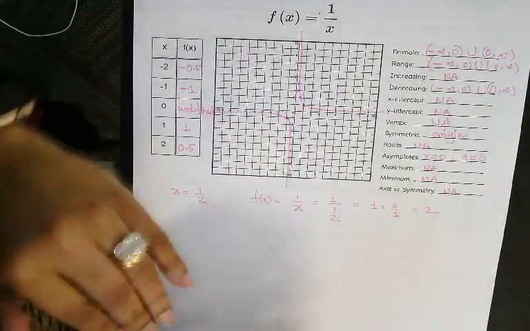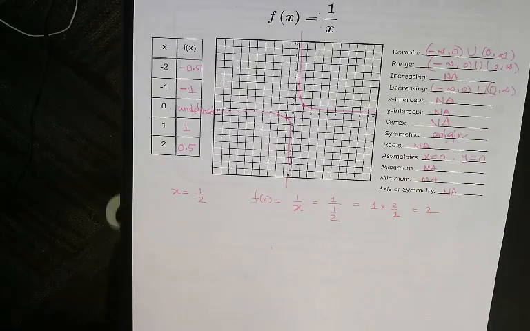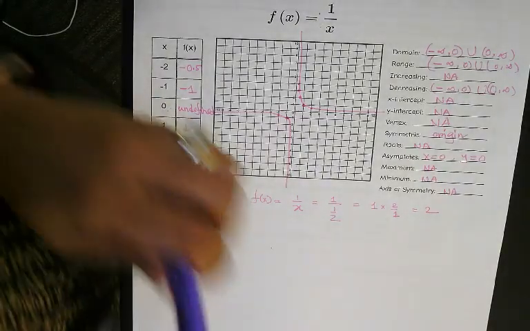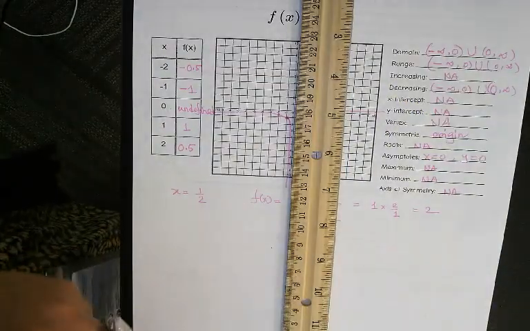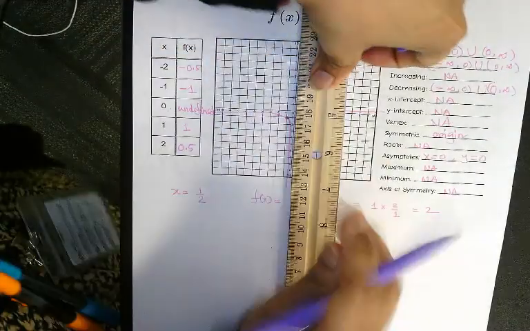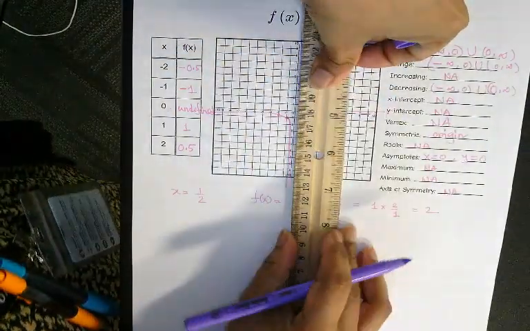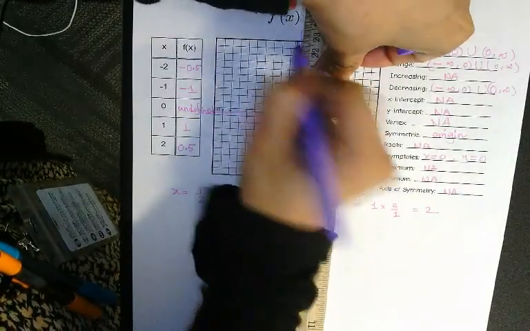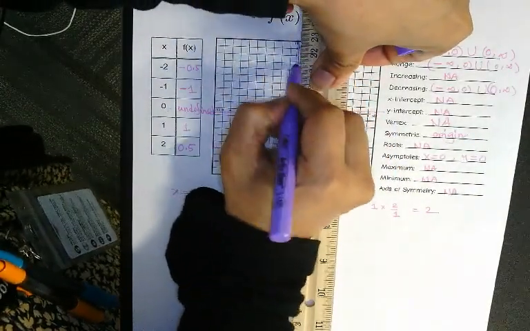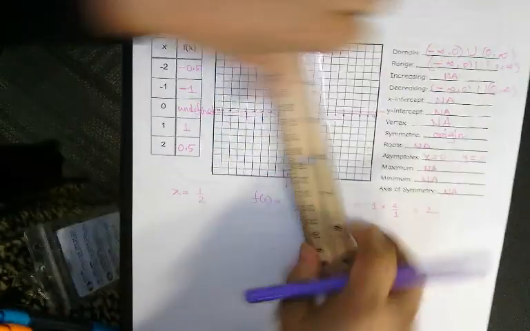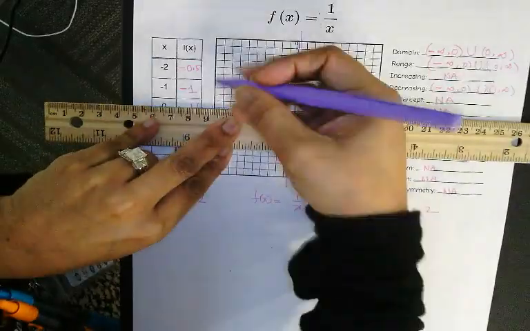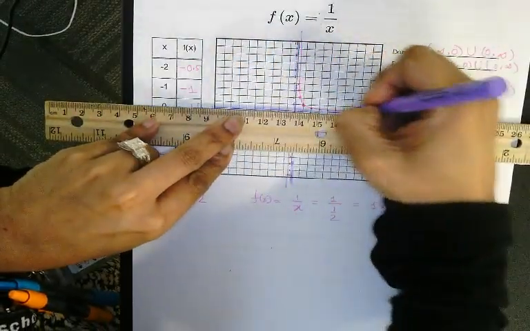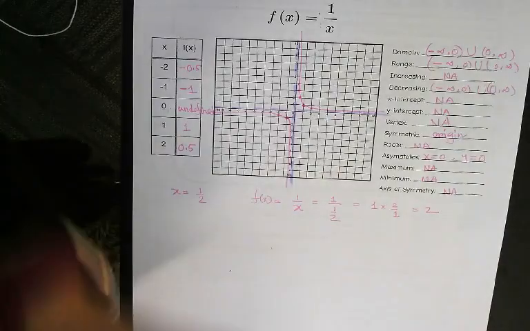Let's draw the vertical and the horizontal asymptotes. Every time you will be expected to draw the asymptotes, and the asymptotes will always be a dotted line.